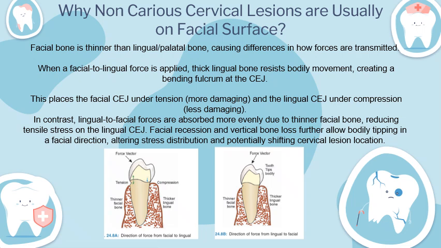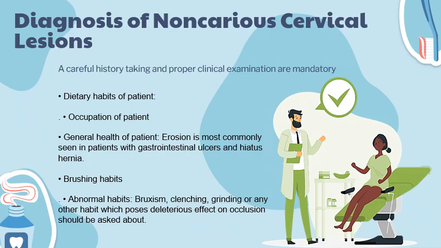So, you may have noticed that most of these lesions occur on the facial surface. Why is that? It comes down to the difference in bone thickness and the way the forces are transmitted across the tooth. The facial surfaces often experience more damaging tensile stresses compared to the lingual side, making the facial sides more susceptible to these lesions.